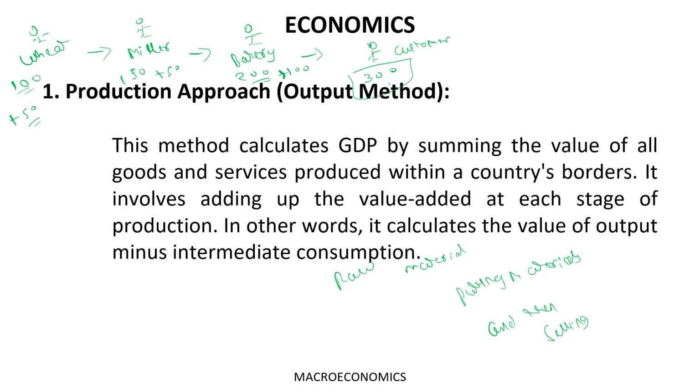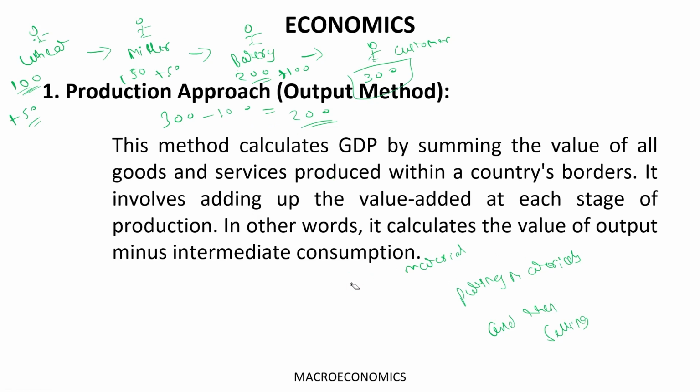300 rupees. Now you can see the good which started at 100 rupees now has a value of 300 rupees. It means 300 minus 100, how much value has been added? 200 rupees of value has been added. So this is the production approach, or value added approach.